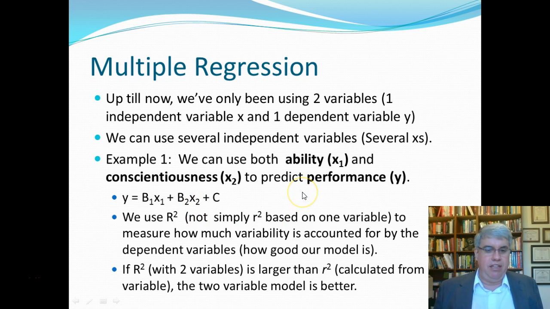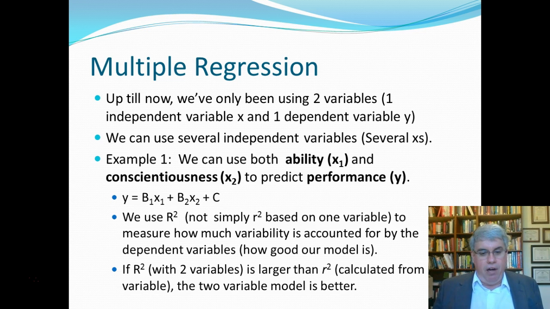And so we need to calculate these different b's, and then we also need to calculate the constant. And that will give us a better formula, hopefully, for predicting performance. And now we're going to use r squared, written as capital R squared when we have more than one predictor variable, to measure how much of the variable is accounted for by these new independent variables, the two x variables. And this is going to be a measure of how good our model is.